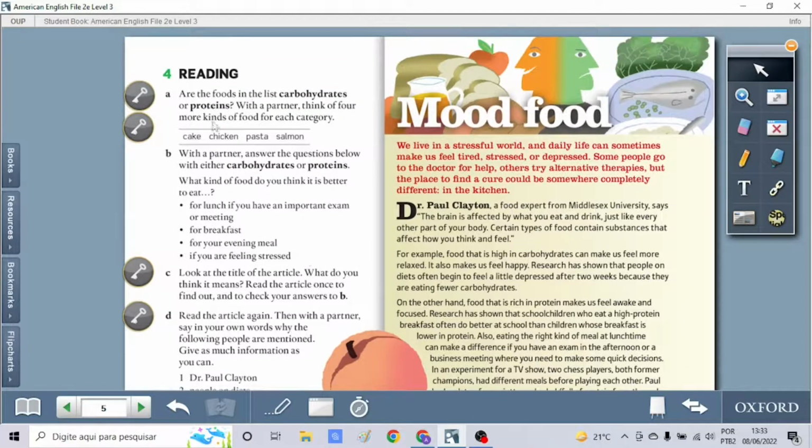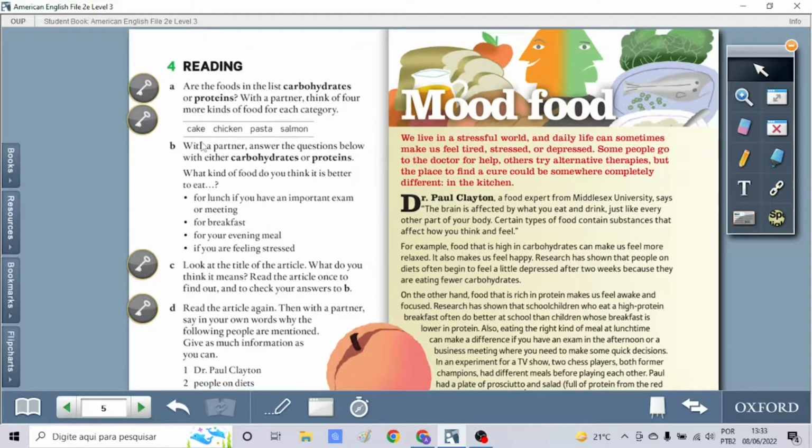Are the foods in the list carbohydrates or proteins? With a partner, think of 4 more kinds of food for each category. Something important here. We have here cake, chicken, pasta, and salmon. Which of them are carbohydrates? Which of them are proteins?